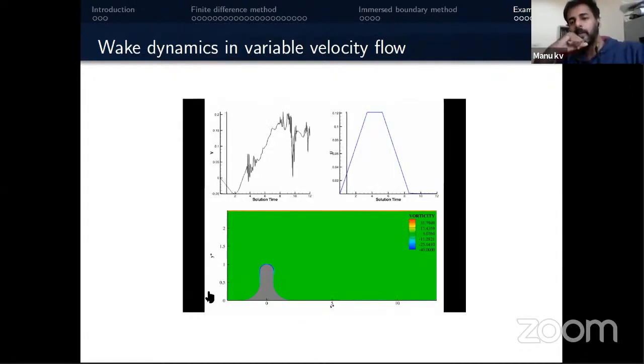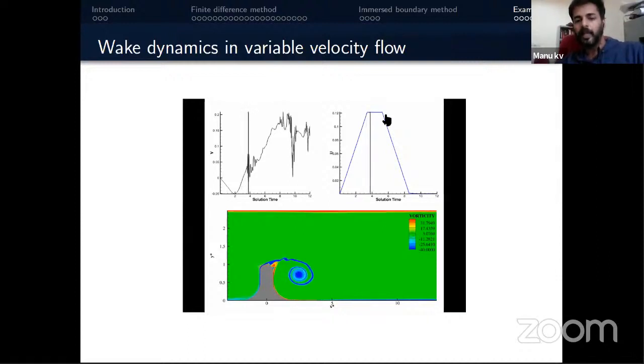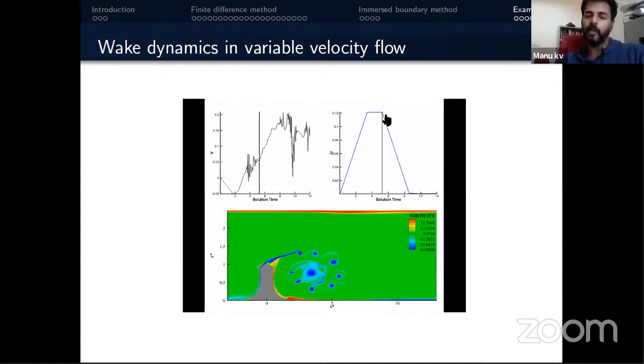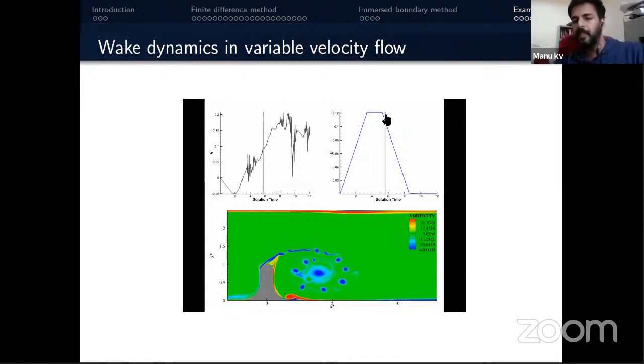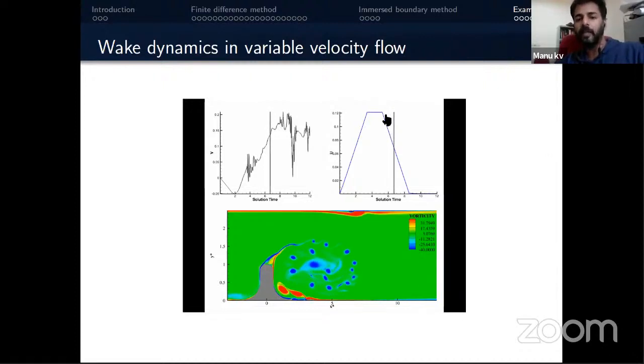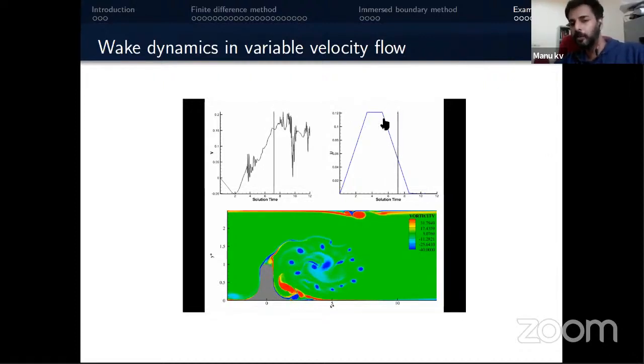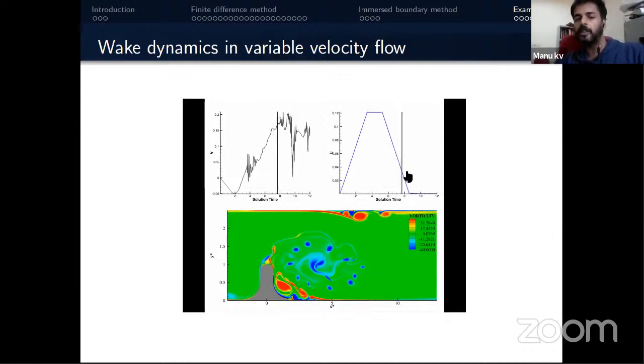In this problem, we selected a ramping function initially. So the inlet velocity is varying with time, then it is stationary, then finally it is decelerating. Once the flow is developed, the shear layer vortices start to form, and then we suddenly decelerate the flow, and the structures become extremely complicated in the decelerating part. This picture shows the inlet velocity variation.